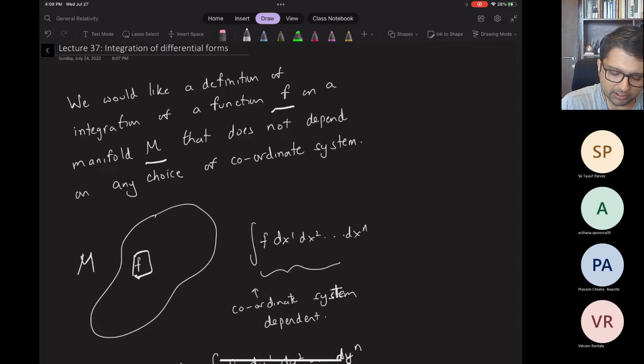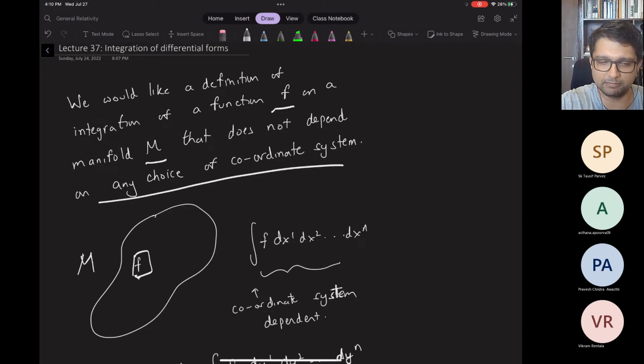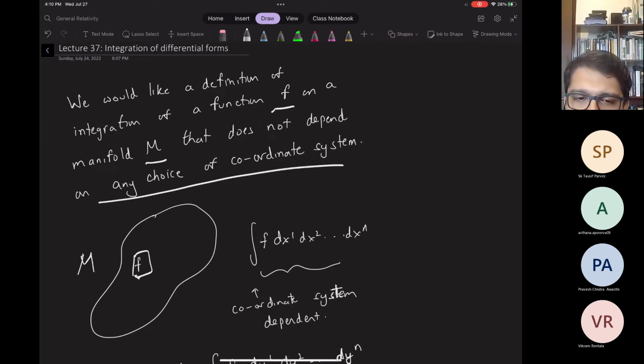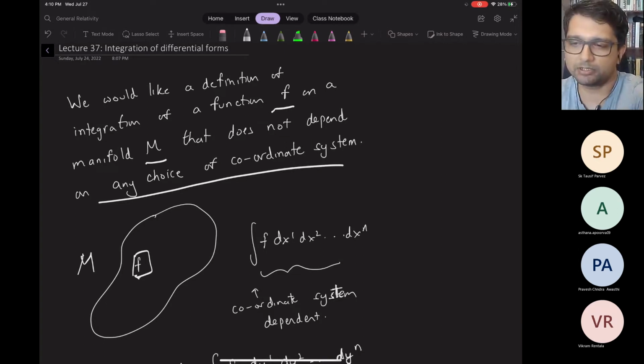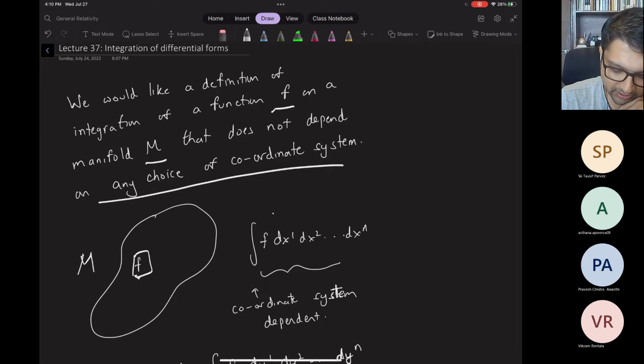And what we want is that this integration should not depend on any choice of coordinate system, because the coordinate system, as we've seen, is secondary. The manifold and this assembly of points is the main characteristic of the manifold. So if I want to define the integration, a naive choice might be something like this. You might say, why can't I just do, in some particular coordinate system, the integral of f dx1 dx2 dot dot dot dxn? You might say this is an integration on the manifold.